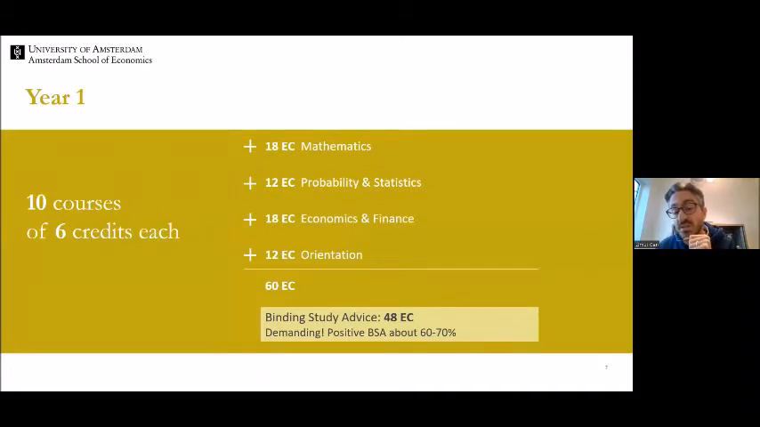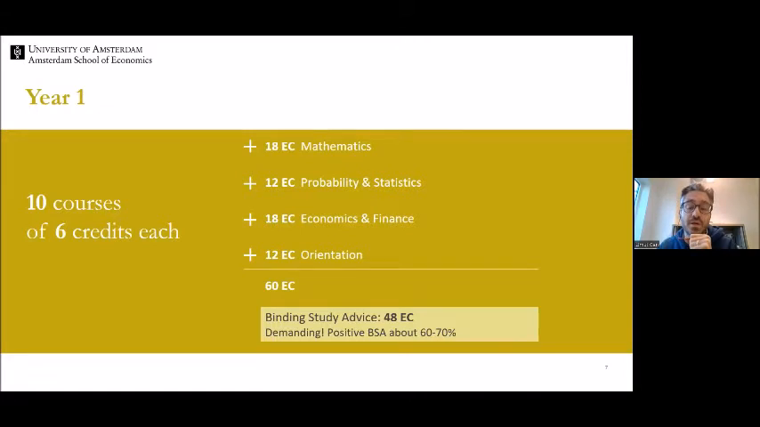What that means is that you need to successfully pass at least 48 of these 60 credits, which means at least 8 of the 10 courses in your first year you need to pass in order to be able to continue this program. In other words, if you fail more than 2 courses in your first year, then you will not be allowed to continue the program, and you will be asked to either choose another program at the University of Amsterdam, or perhaps you might try studying econometrics or actuarial science in another Dutch university.